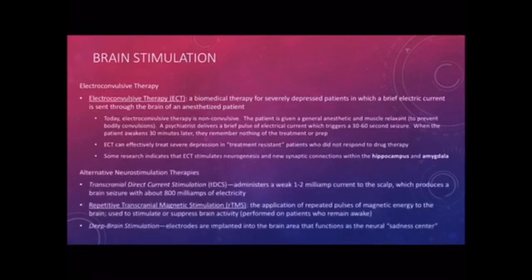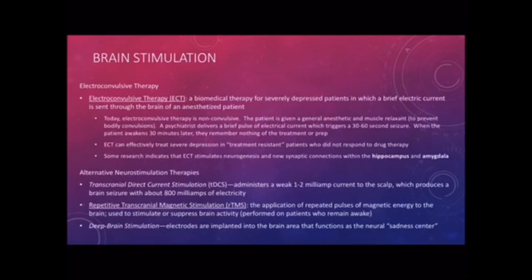And then some other neurostimulation therapies, you don't have to know these very well, but tDCS is a weak current to the scalp that produces a tiny brain seizure, whereas rTMS is repeated pulses of magnetic energy, so that's how you tell them apart. rTMS is used to stimulate or suppress brain activity. And this can be done on patients who are awake because it's not invasive. It's all on the scalp. So both of those, tDCS and rTMS, are on the scalp, but tDCS is a constant current, whereas rTMS is repeated pulsations.